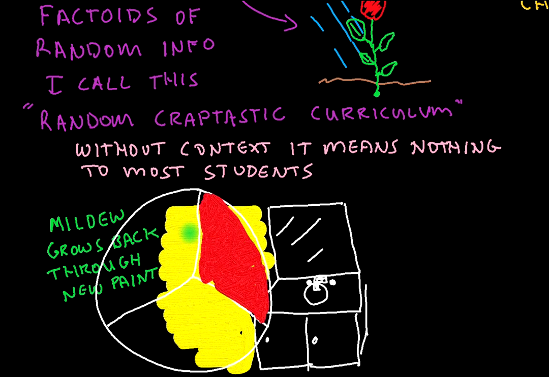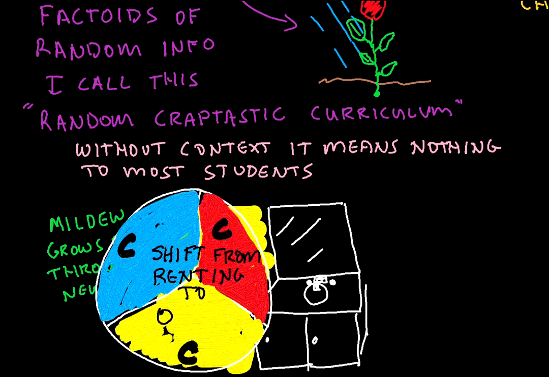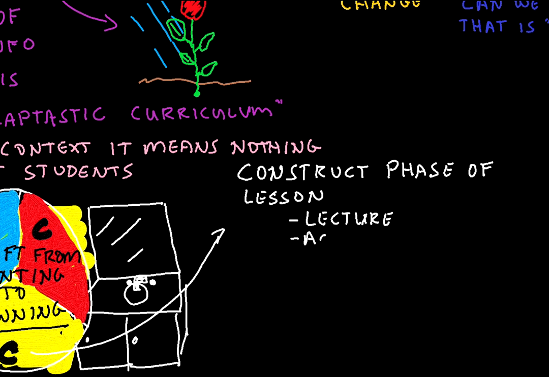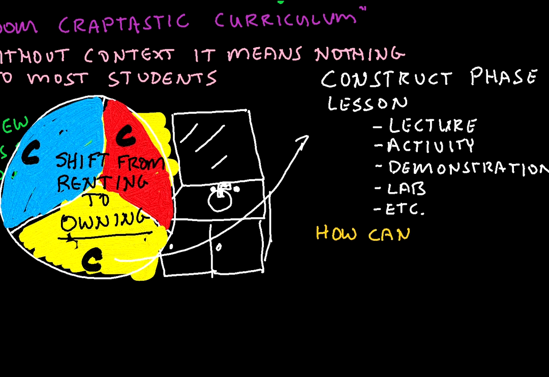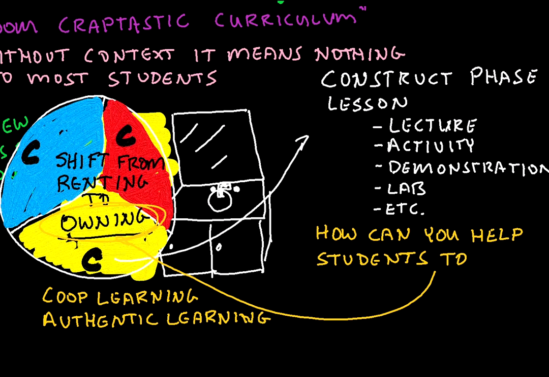Teaching in a process that incorporates the learning cycle can help to mitigate this problem and help students to turn that rented knowledge into owned knowledge. The learning cycle continues with the construct phase of the lesson. This is what you think of as the actual activity, the lecture, the demonstration, and so on. And in what way can you provide students a way to deepen their understanding and to build meaning? Or in other words, begin to own it. And this is done through actively engaging the students with things such as cooperative learning, authentic learning, project-based learning, minds-on learning, and so on.